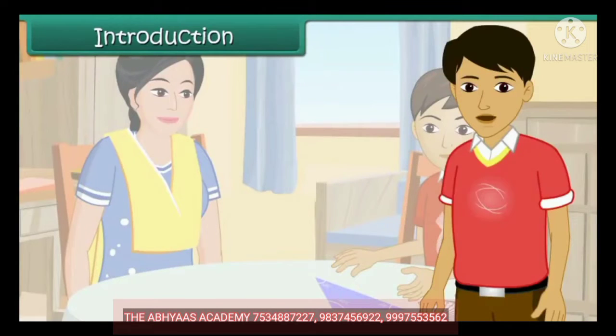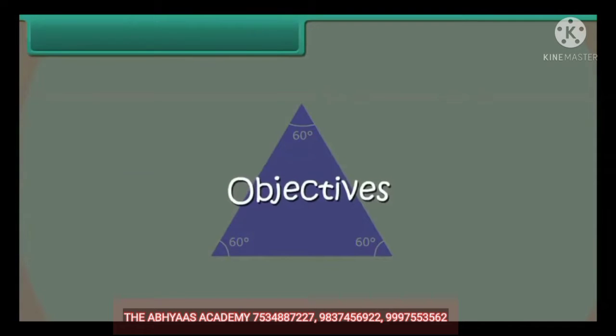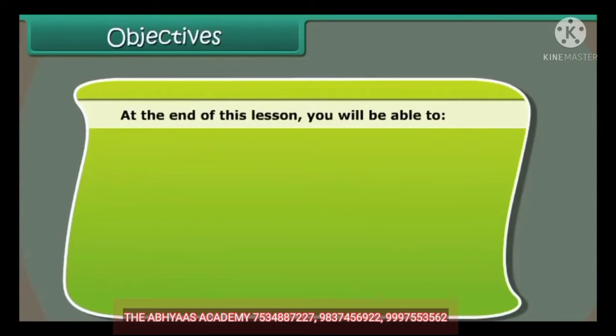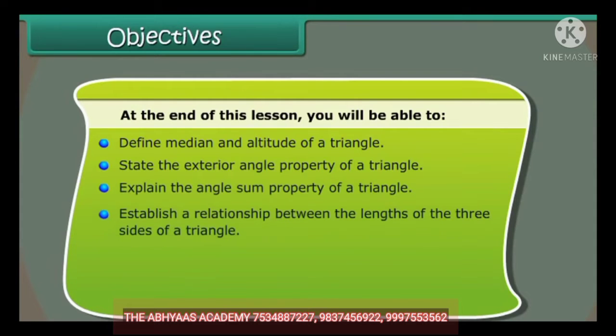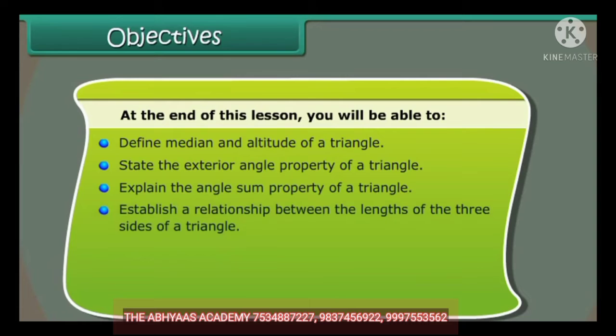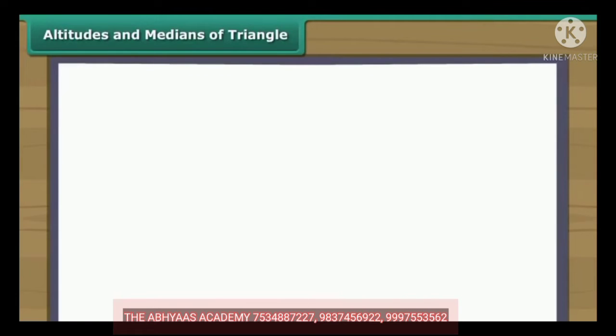In this lesson, you will learn about the triangle and its properties. Objectives. At the end of this lesson, you'll be able to define median and altitude of a triangle, state the exterior angle property of a triangle, explain the angle sum property of a triangle, establish a relationship between the lengths of the three sides of a triangle, discuss the properties of equilateral and isosceles triangles, and explain the Pythagoras property of a right-angled triangle. Altitudes and medians of triangle.